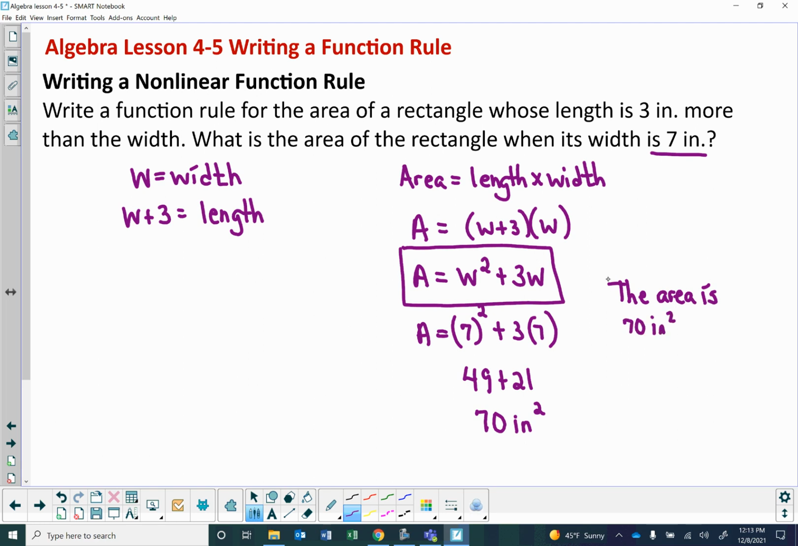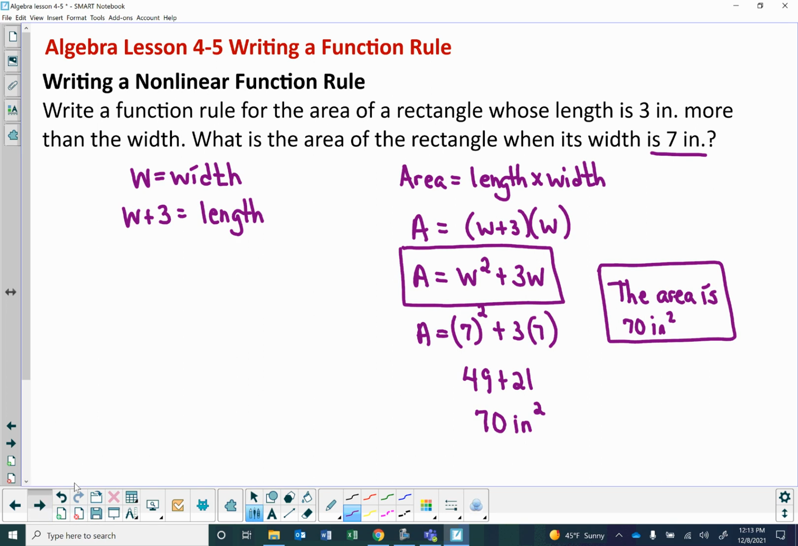Written inches squared, always spoken square inches. And there we have a non-linear function rule. Simply what you're doing is you're defining your variables and writing an equation, but this happens to be a function versus just any old other equation. So we've been doing this for a long time. It should not be new to you.